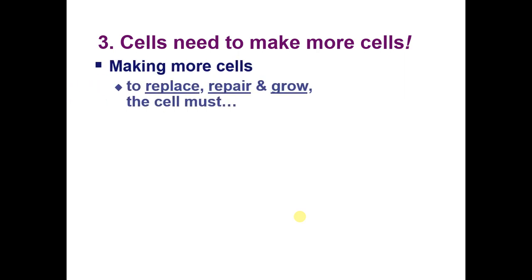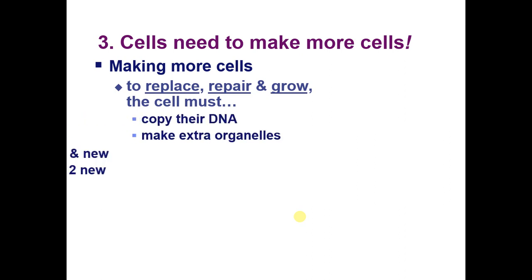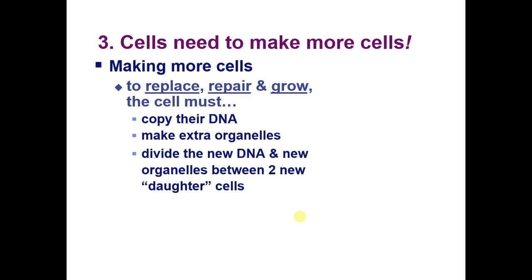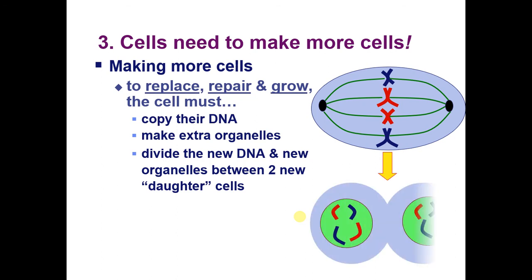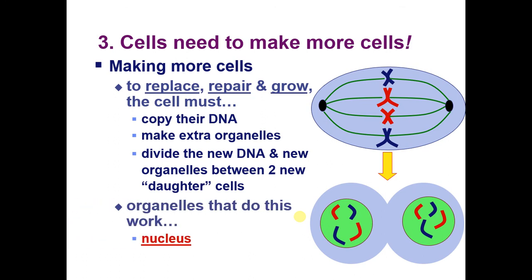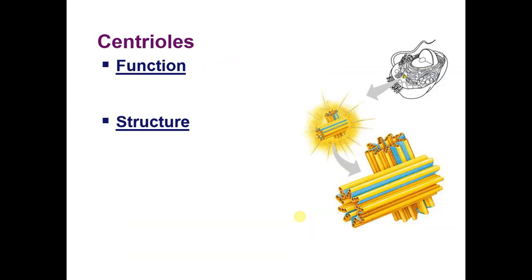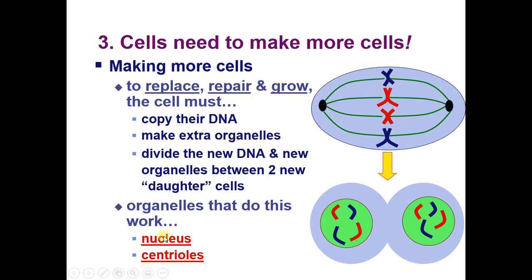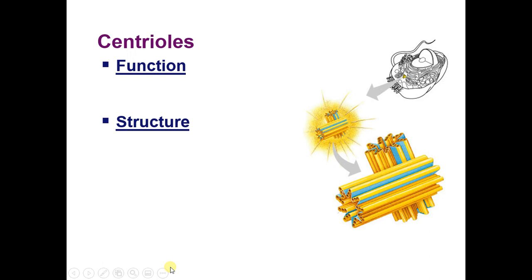And lastly, cells need to make more cells, to replace, repair, and grow. They must copy their DNA. They must make a whole extra set of organelles for the new cell and divide the DNA and new organelles between the new daughter cells. And this is the process of mitosis that we'll talk about later on in a different unit. The organelles that do this work are the nucleus and the centrioles. And we've already talked about the nucleus, so we'll focus on the centrioles.